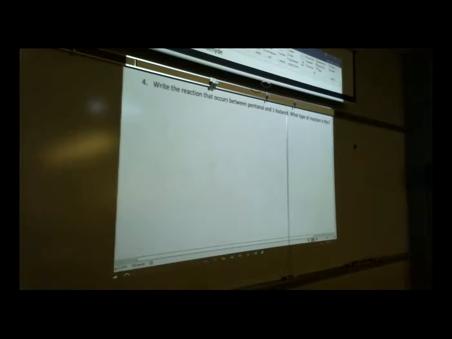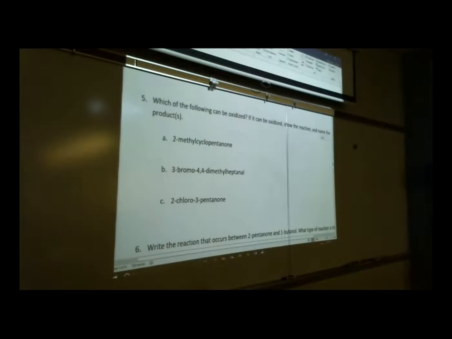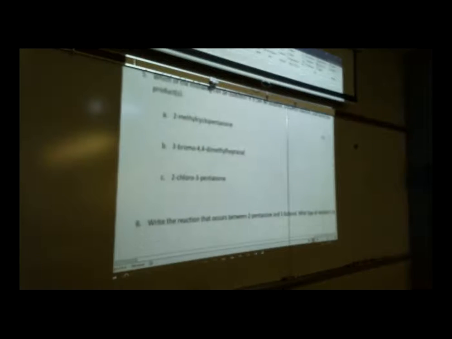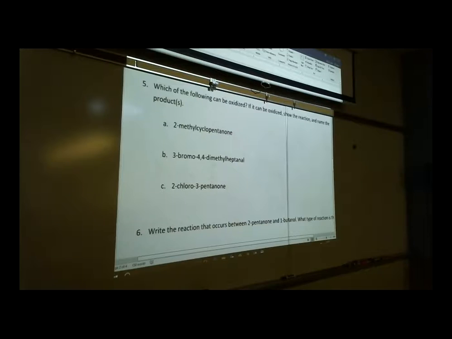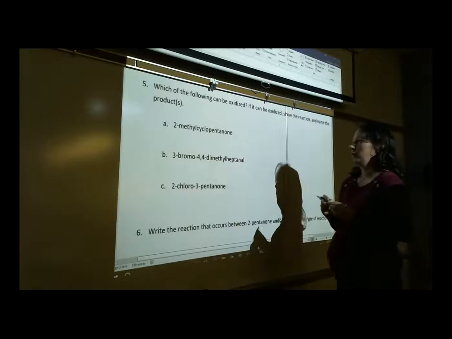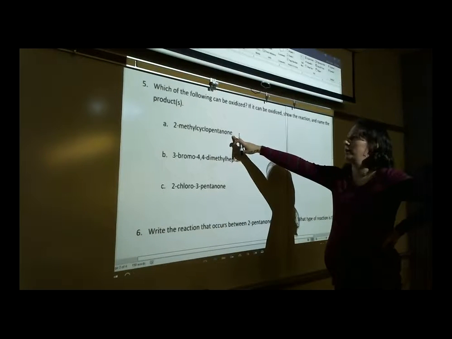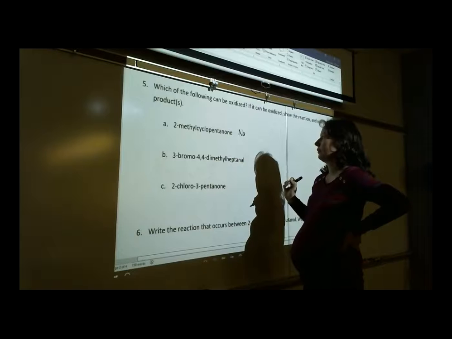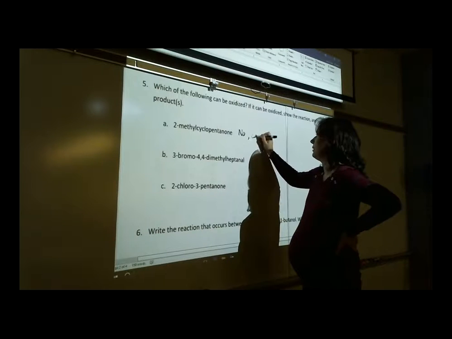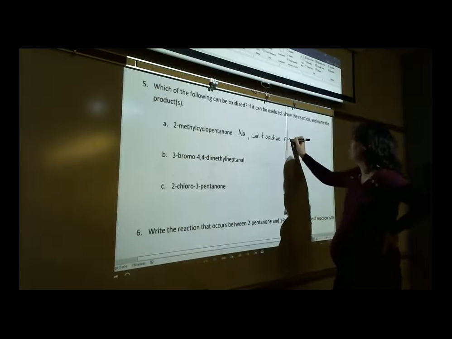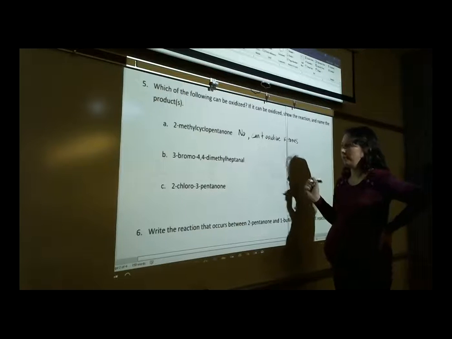All right. Which of the following can be oxidized? This is basically asking the same thing as what will happen when reacting with Benedict's reagent, right? You're either figuring out can it be oxidized or not. So let's just go through and identify first the ones that cannot be oxidized. Ketone, can that one be oxidized? No, why not? Only the aldehydes can be. Right, you can't oxidize a ketone. There's no hydrogen to oxidize.